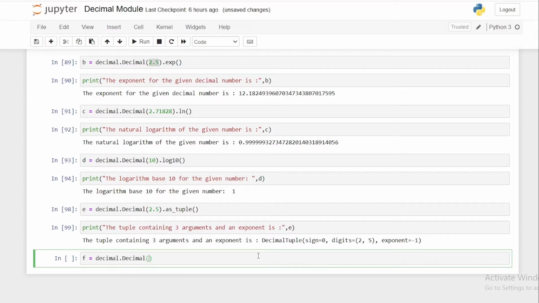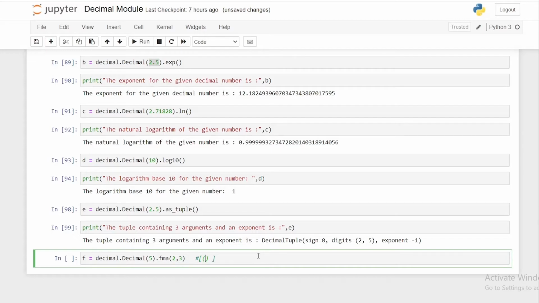So the next function we're going to use is FMA. FMA stands for fused multiply and add. So in this case let us send a decimal here, dot FMA, let's say 2 comma 3. Here what FMA actually is, is nothing but fused multiply and add.